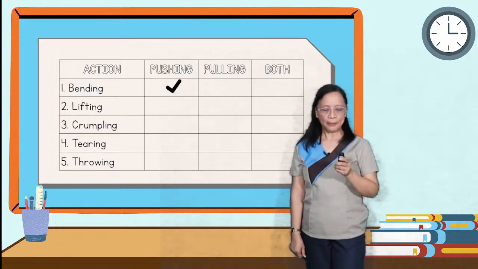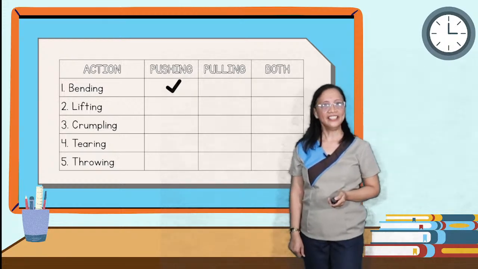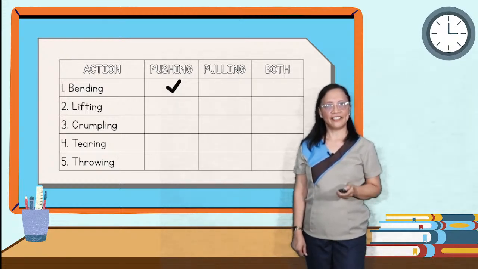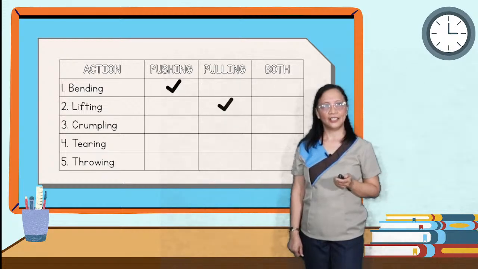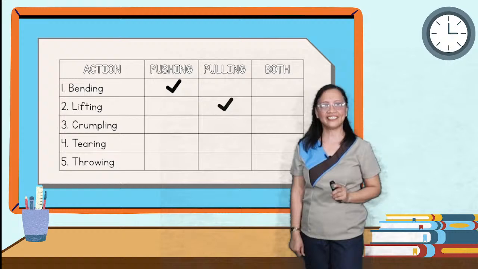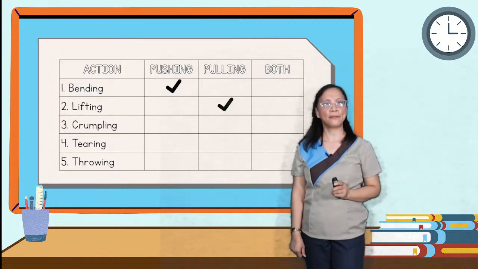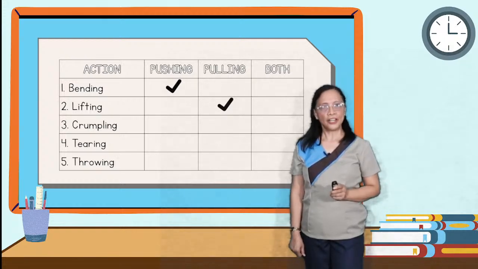Very good. Number 2, lifting. Okay. And the correct answer is, that's pulling. Very good. Did you get the correct answer? That's great, my dear learners. Number 3, crumpling.